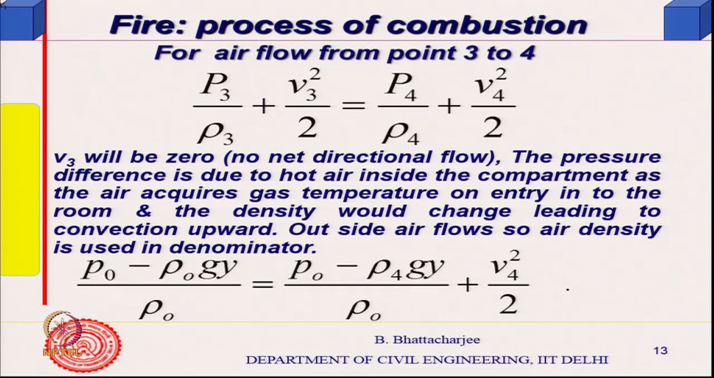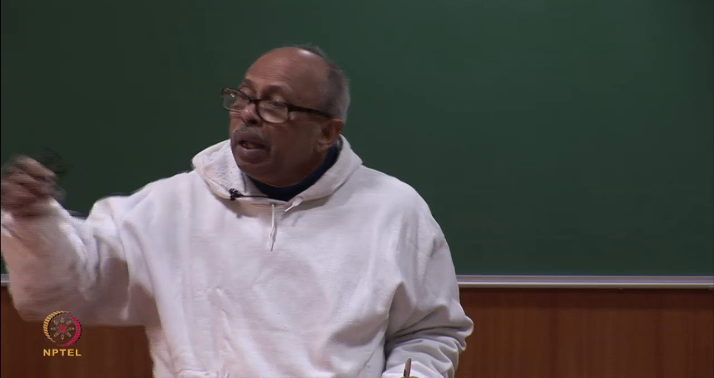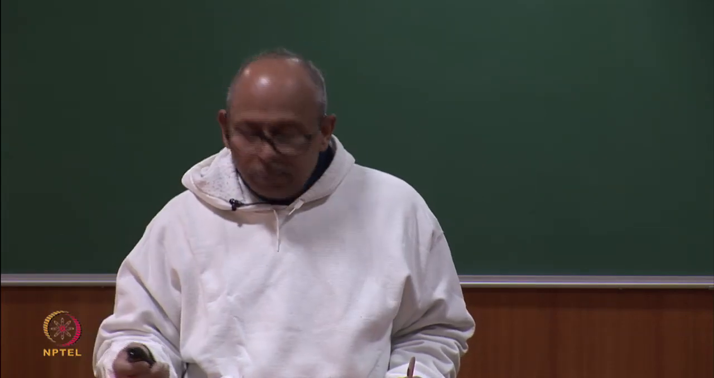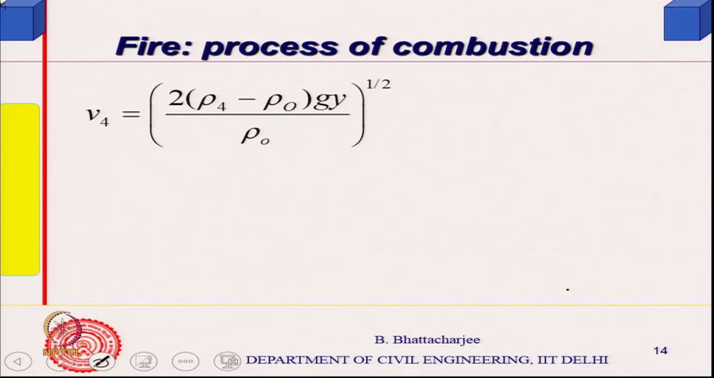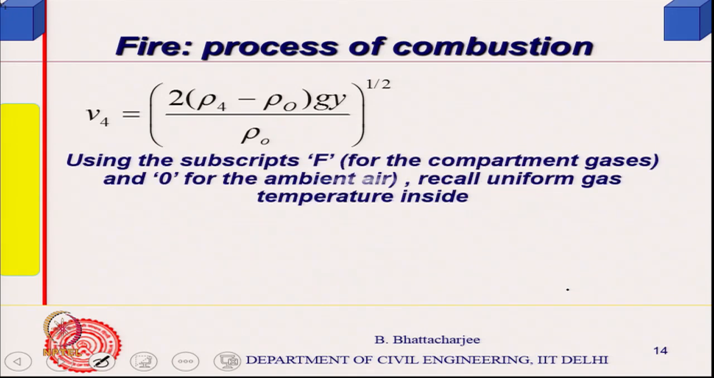At V3 we are assuming it to be 0, because there is no net directional flow away from the room, and in the same manner I derive a formula for B4: P4, rho 4 minus rho 0 by rho 0. Now, rho 4 would be what? Rho 4 would be rho f, and rho 0 remains the same. So, this is how we get my expression.